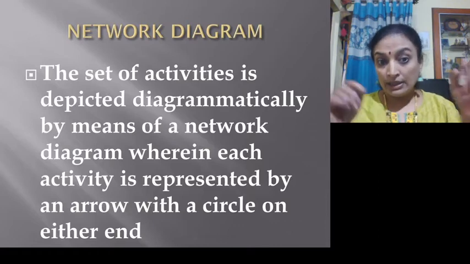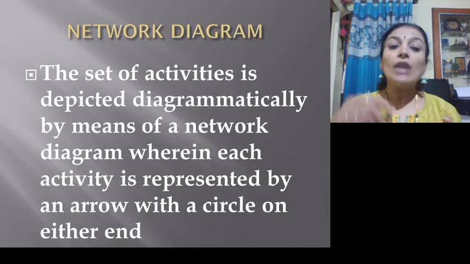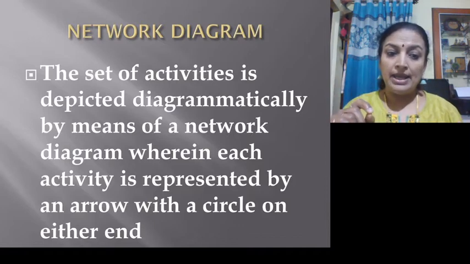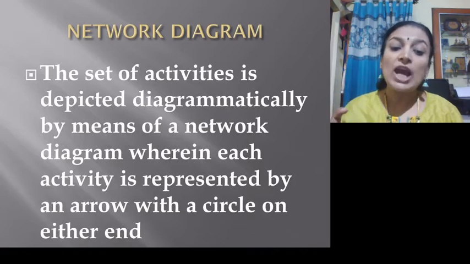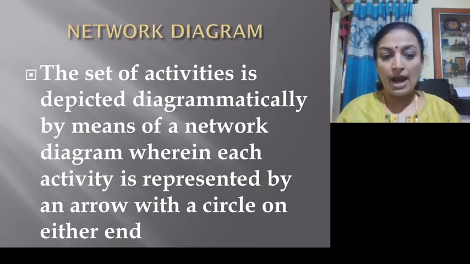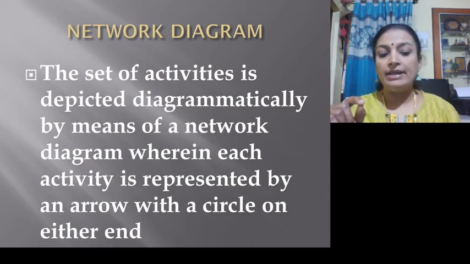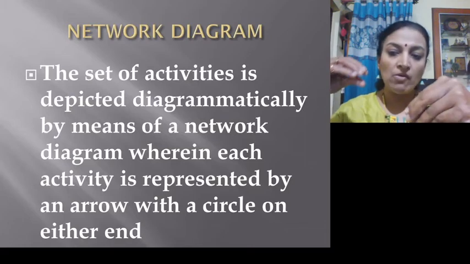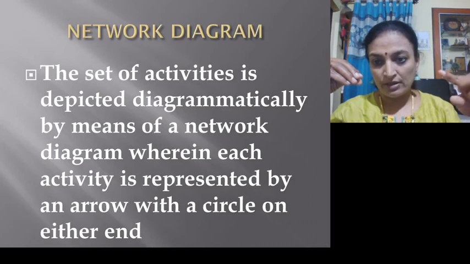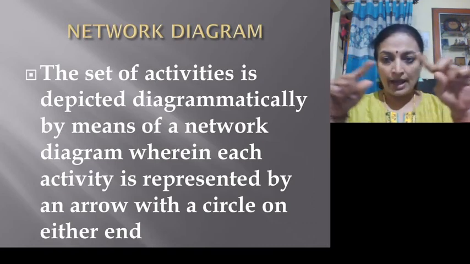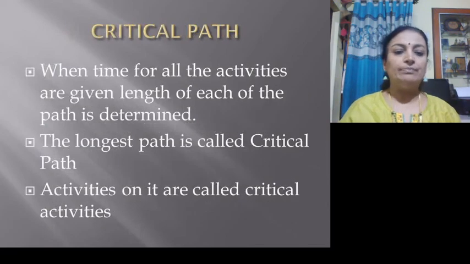That means the set of activities is depicted diagrammatically by means of a network diagram, wherein each activity is represented by an arrow with a circle on either end. So starting one circle, then one arrow, and again one more circle. So that is the arrow diagram, that is called a network diagram.